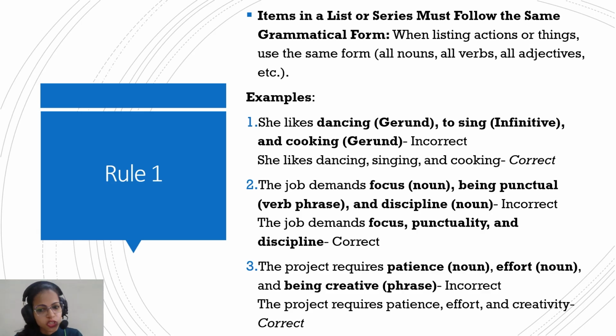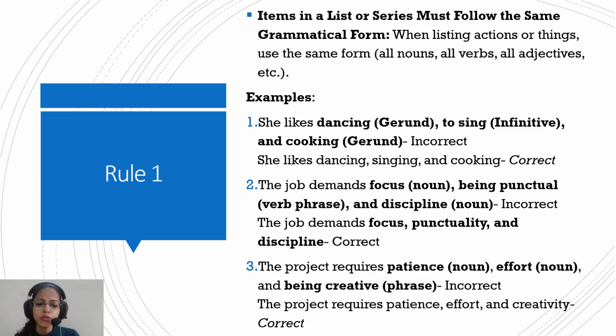Dancing is a gerund, to sing is an infinitive, and cooking is again a gerund. So they should either be all infinitives or all gerunds. Since we have two gerunds, we'll change to sing into a gerund. So, she likes dancing, singing, and cooking. Now, this sounds simpler and better, and understanding the statement is also better. In this way, whenever a list of items is present in a statement, they should follow the same format.